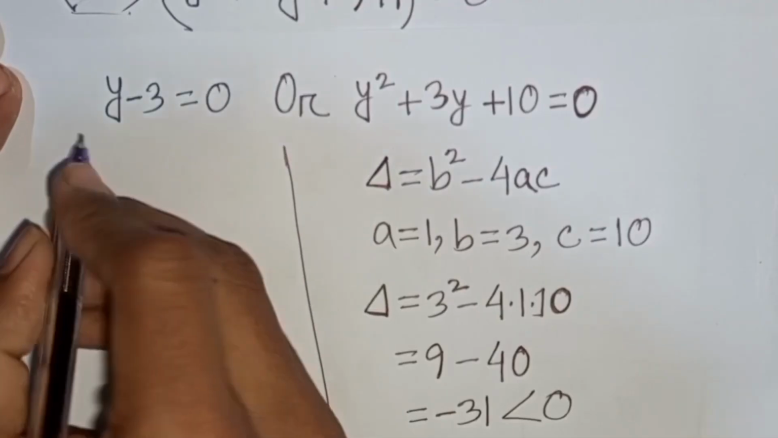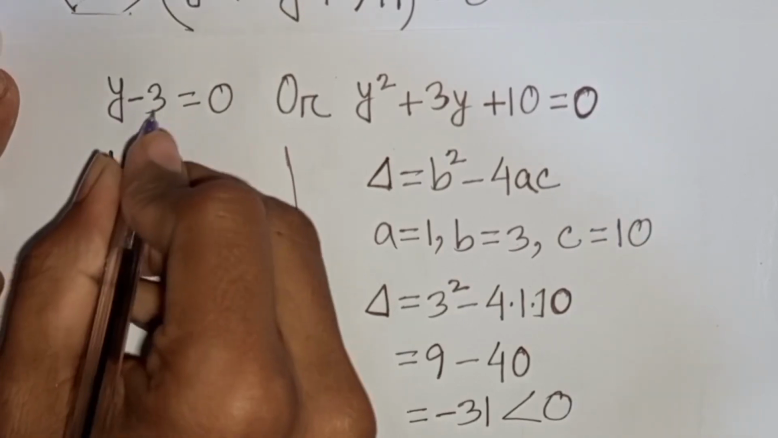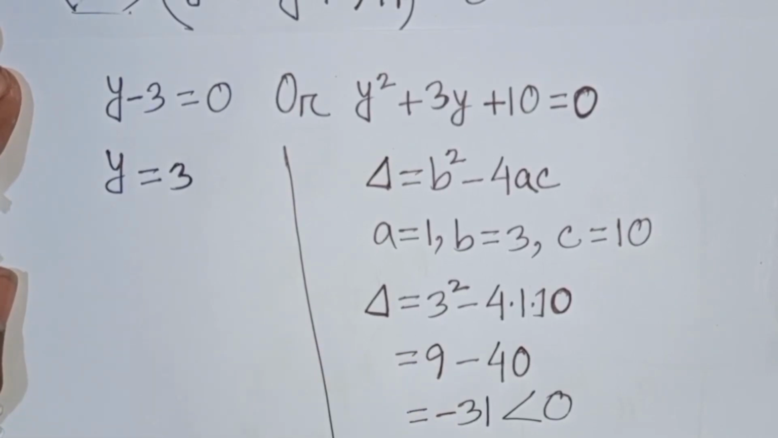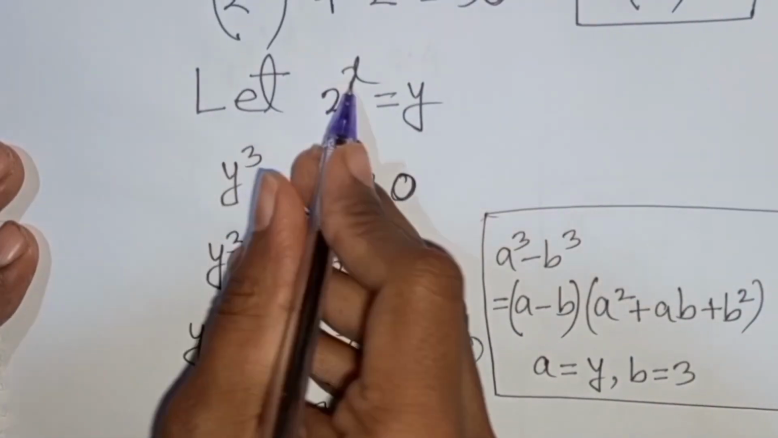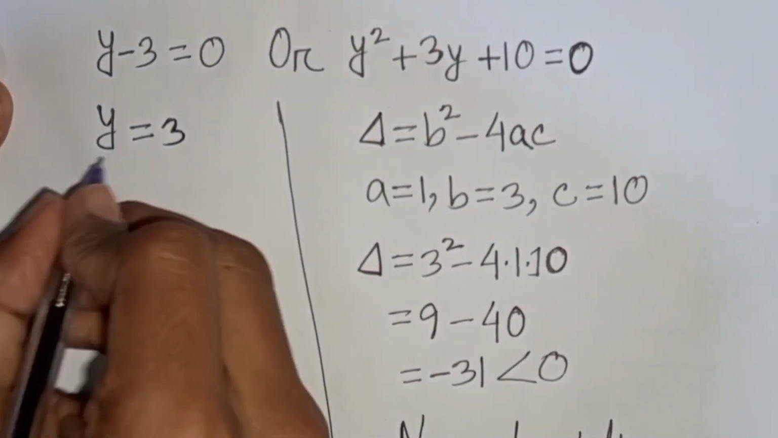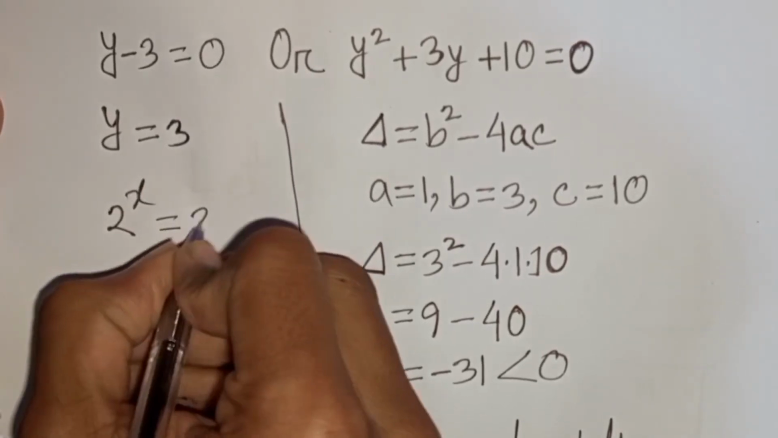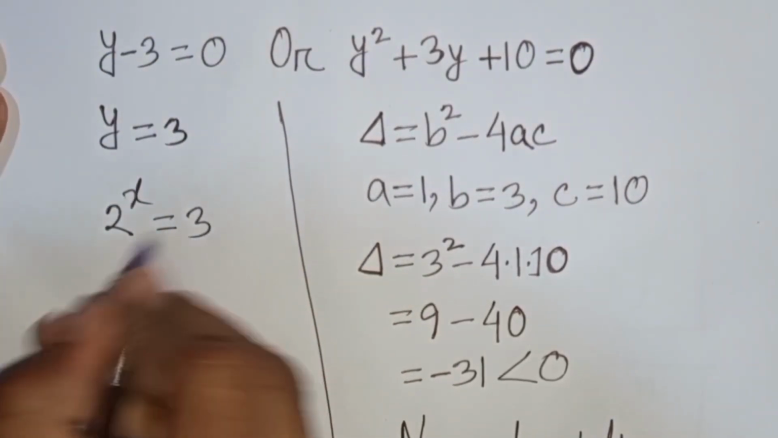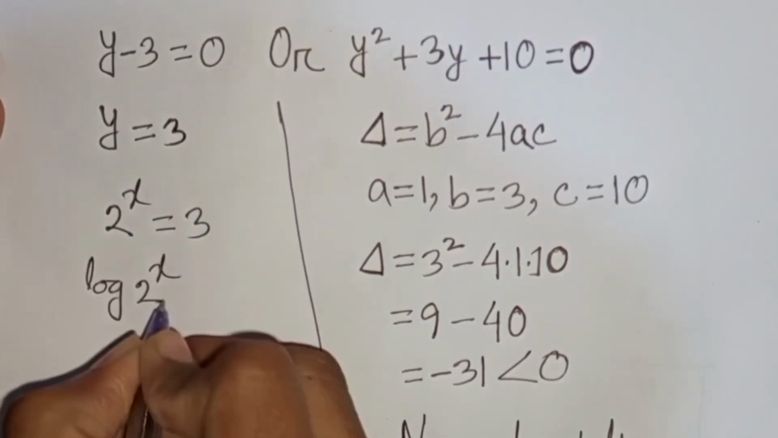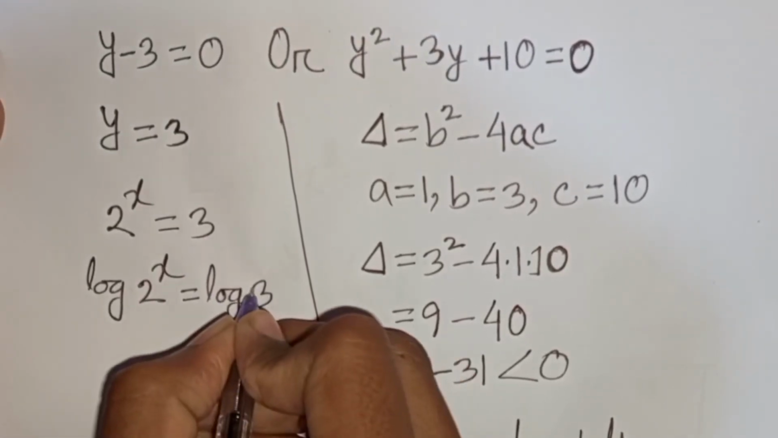Now from here y is equal to this minus 3 taken to the right side, so this will be plus 3. Now we see y is equal to 3, but remember that let 2 power x be substituted by y. So y, that means 2 power x. So 2 power x is equal to 3. Now we take log on both sides. You can write here log of 2 power x is equal to log of 3.